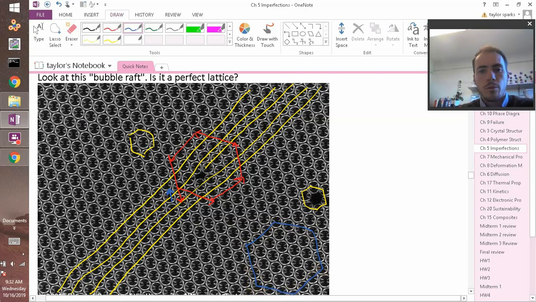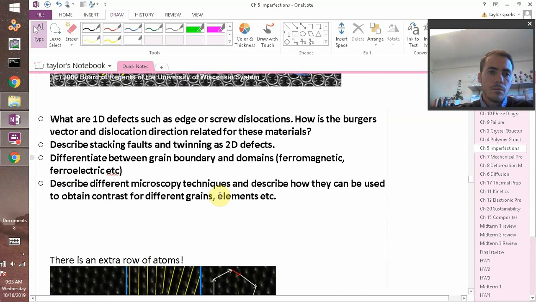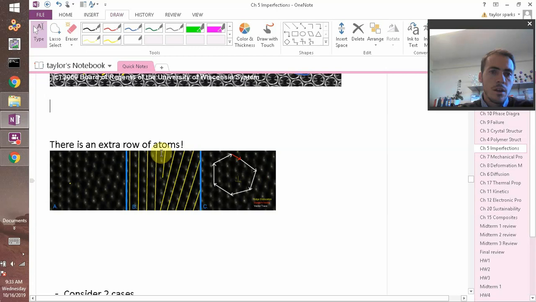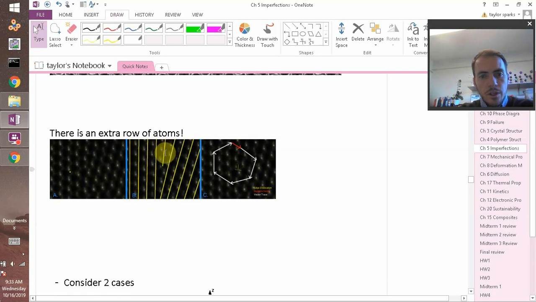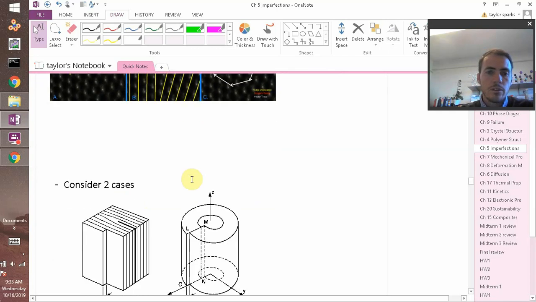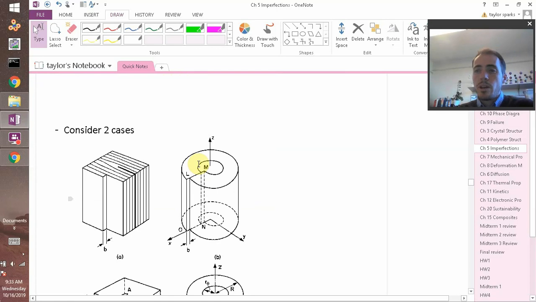1, 2, 3, I end up right where I started. So it's just around these one-dimensional dislocations that you get the Burger's vector forming. Okay? And I've shown you here that it's because of this extra row of atoms, okay? And then you end up with this distance between where you end and where you thought you were going to end, okay?